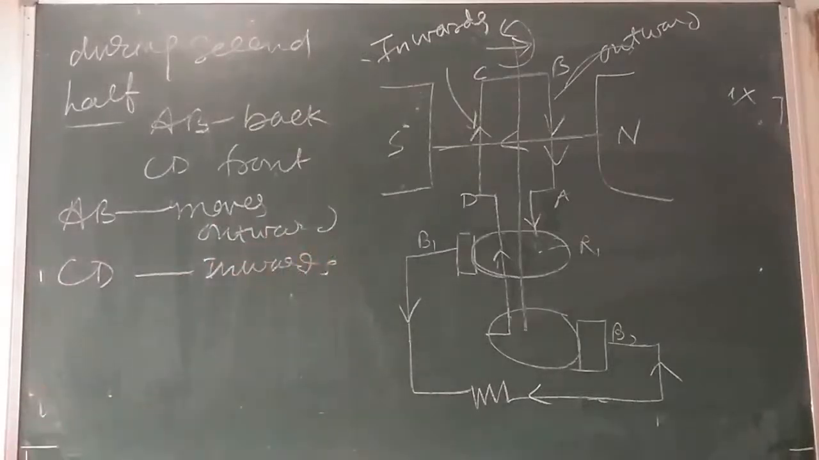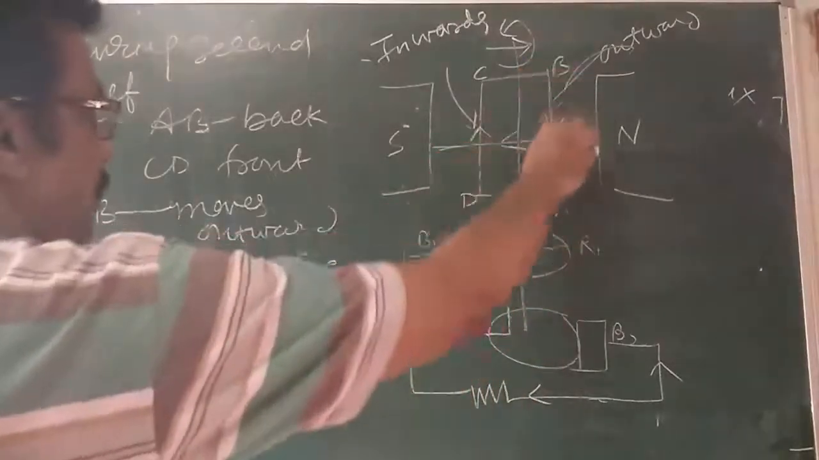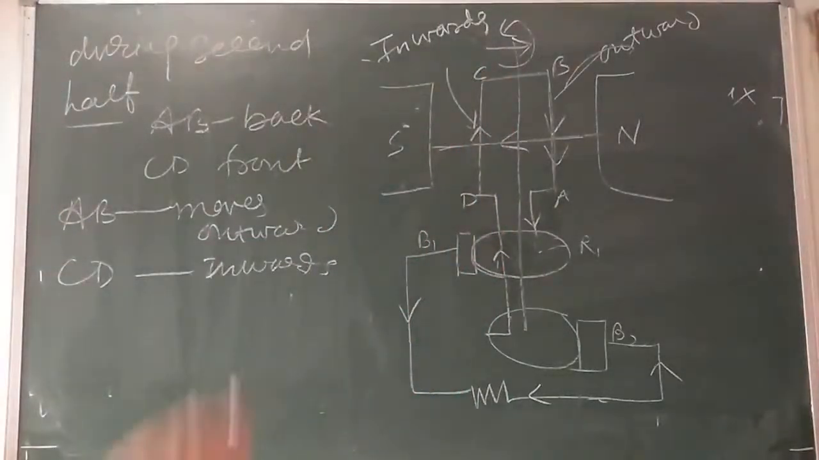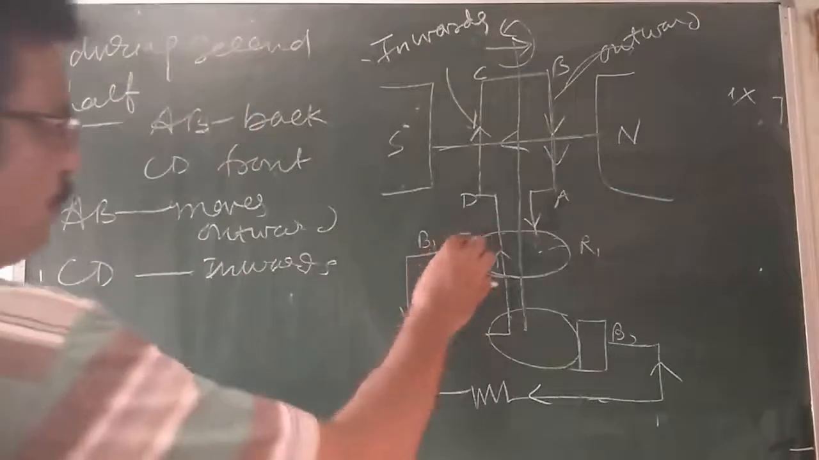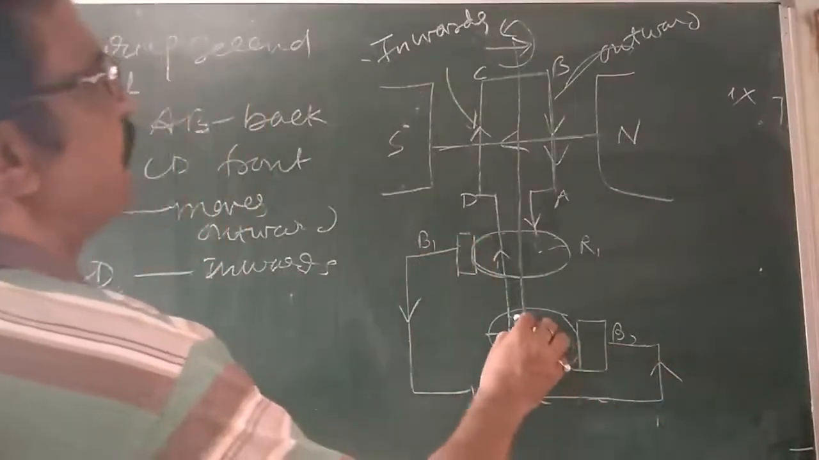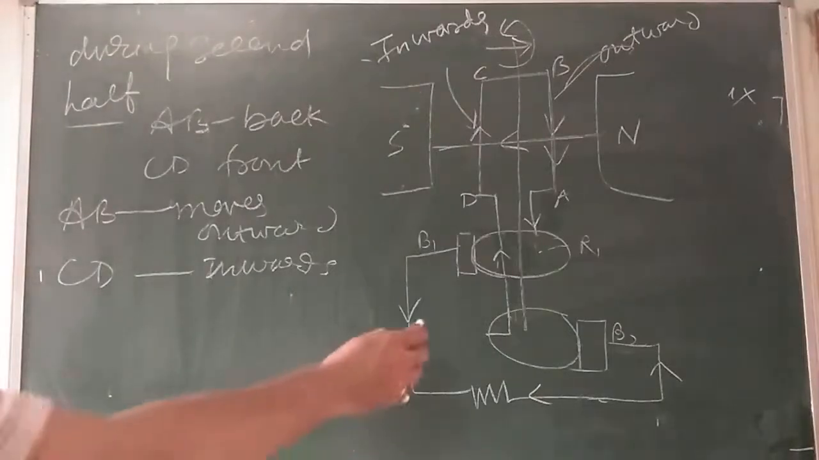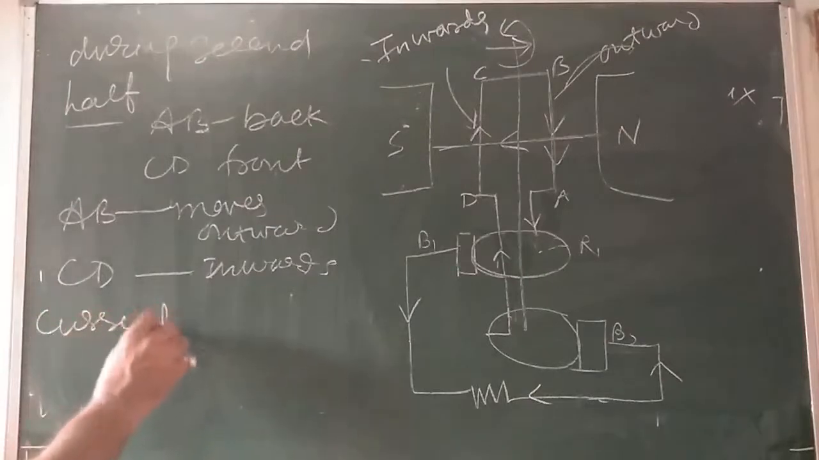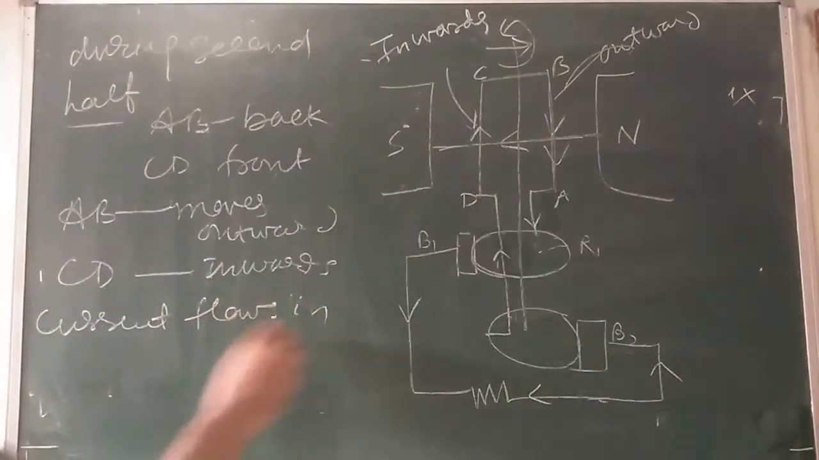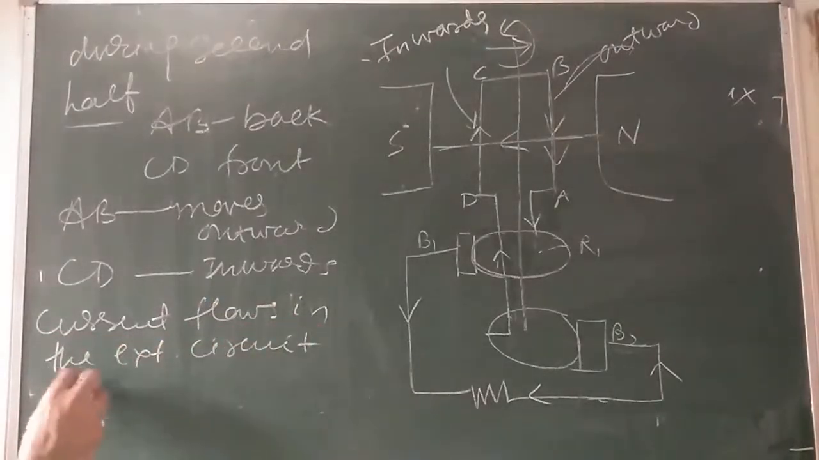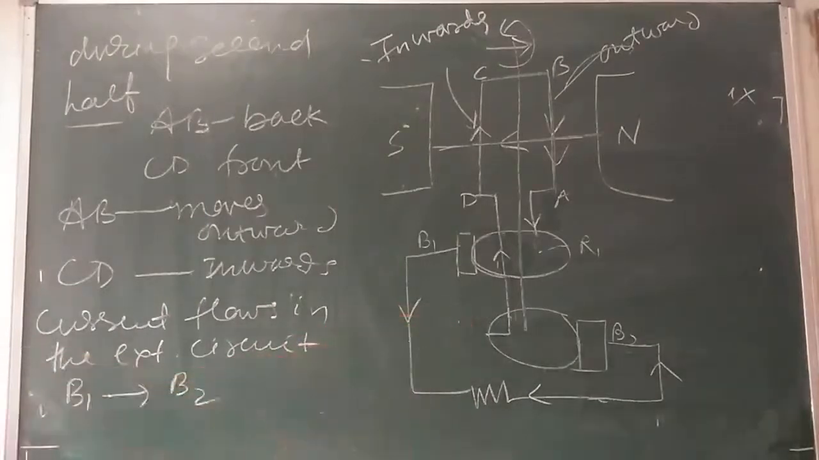CD is moving inwards. So current induced in AB is from B to A, and current induced in CD is from D to C. So through the external circuit, current flows from B1 to B2 like this. As we can see in this manner, in the external circuit the current flows from B1 to B2. Draw this figure.